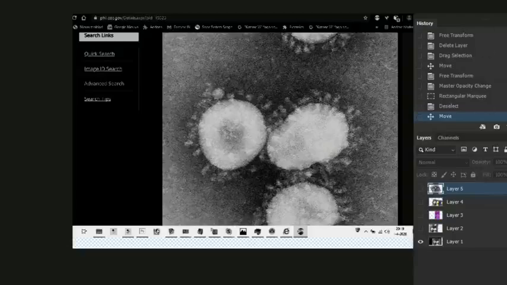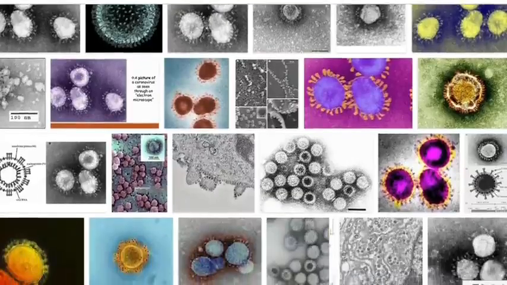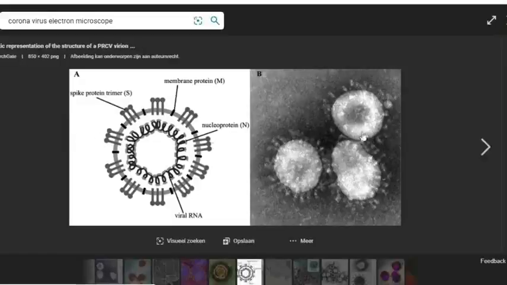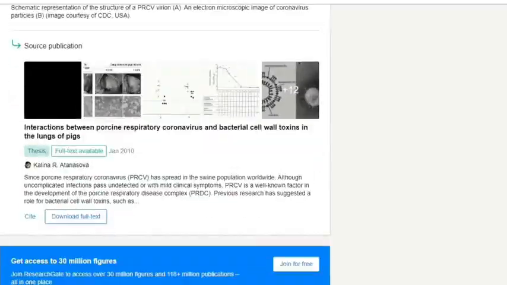Why do they not use the new coronavirus? Here again, they use it everywhere. Image of an electron microscope. Why don't they tell it's a 45-year-old picture in this article?